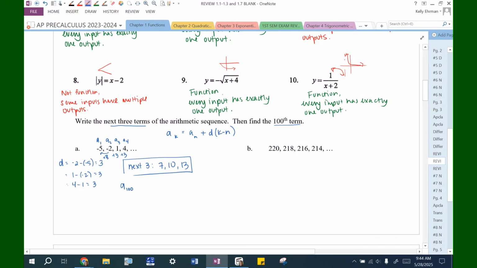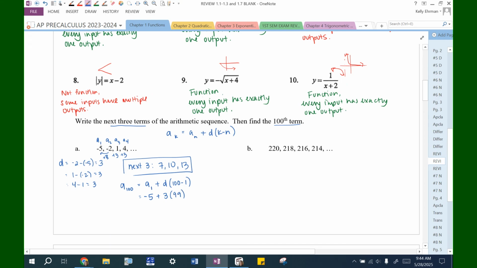I don't really want to add 3 until I get to 100. So instead, I'm going to say, okay, we could start back at A1, if that's easier to remember. Add the common difference, 100 minus 1 times. Because you're just saying that's how many times I would have to add 3 until I landed here. So the first term was negative 5. We said the common difference was 3, and we're doing that 99 times.